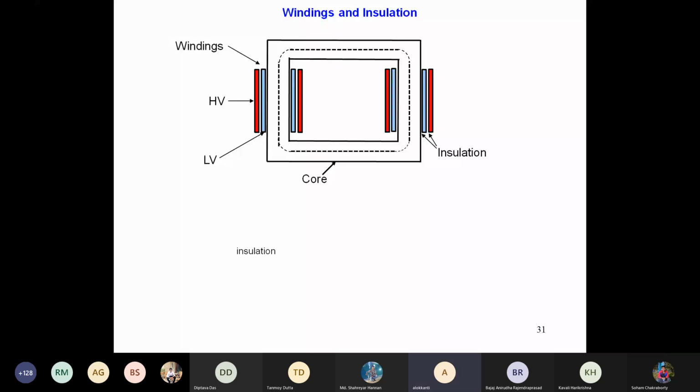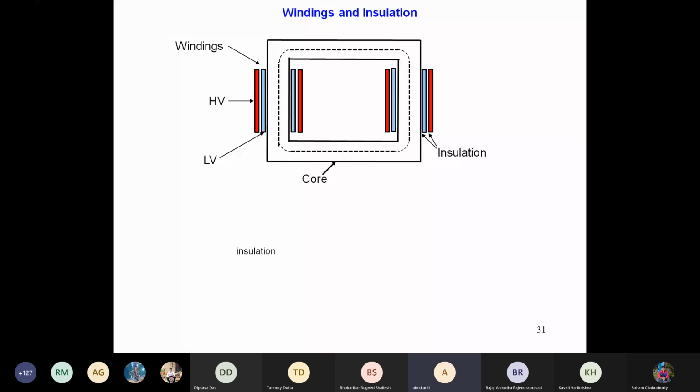Excuse me, sir, I did not understand this. In the previous diagram, the left side was input and the right side was output, with one voltage on the left and the other on the right. But here we have low voltage and high voltage on the same limb. How is it given?